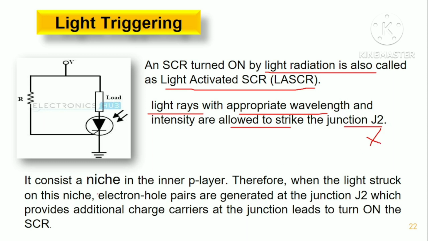There is a small hole in the inner P layer. When the light strikes this small hole, electron hole pairs are generated across the junction J2, which will increase the current to turn on the SCR.